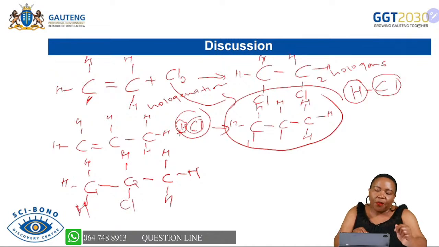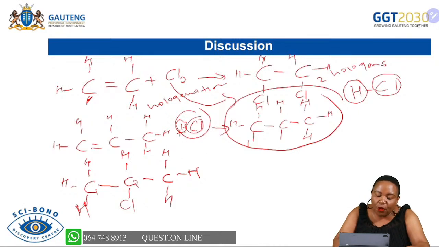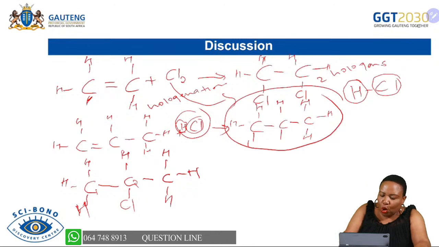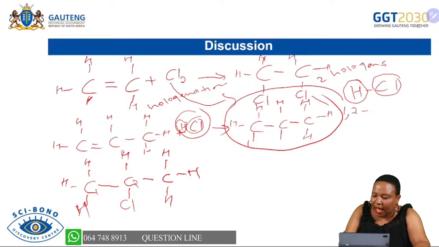So that is why the product that will be formed from here is not going to be a 1-chloro, but it's going to be a 2-chloro, which is going to be our major product formed during this reaction. So when you look at it, the name of the first one that was formed was 1,2-dichloroethane. I wish I used propane.